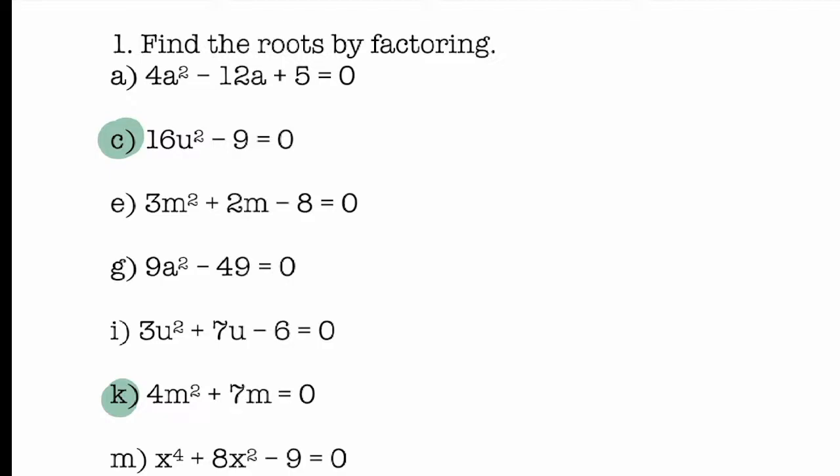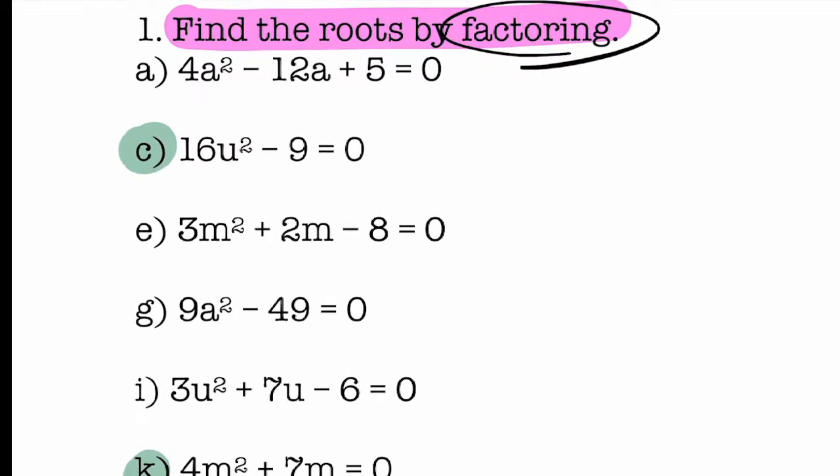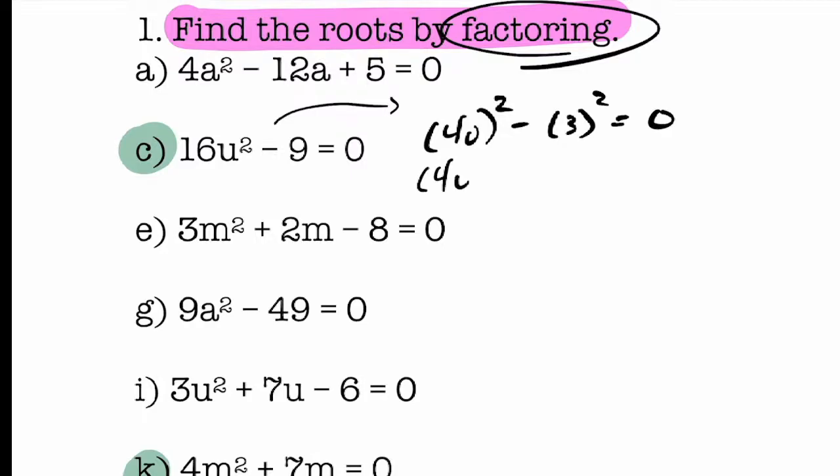All right, let's look at C. So this question here, and you'll see this on the exam, find the roots by factoring. You're going to be required to factor. You can't just go to the quadratic formula. You have to factor this. Whenever you're looking to factor something, the first thing to always look for is a GCF. If I take a look at 1C, I am not seeing a GCF, there's no common factor between the 16 and the 9. So I can go right to difference of squares. I can re-express this as (4u) squared minus 3 squared, and now I can apply my difference of squares formula.